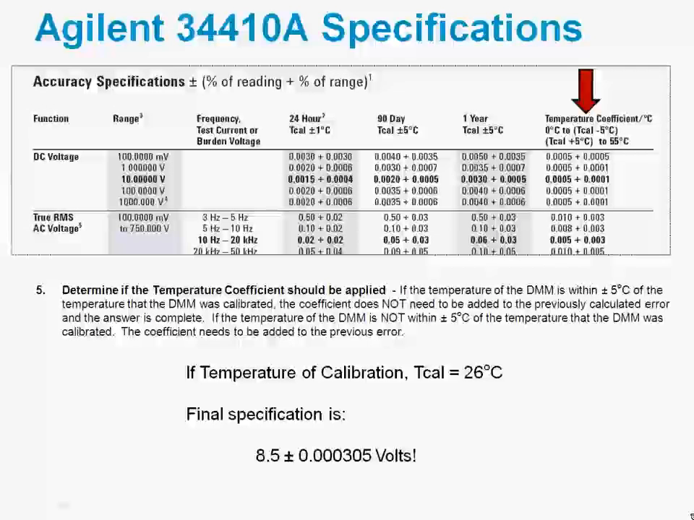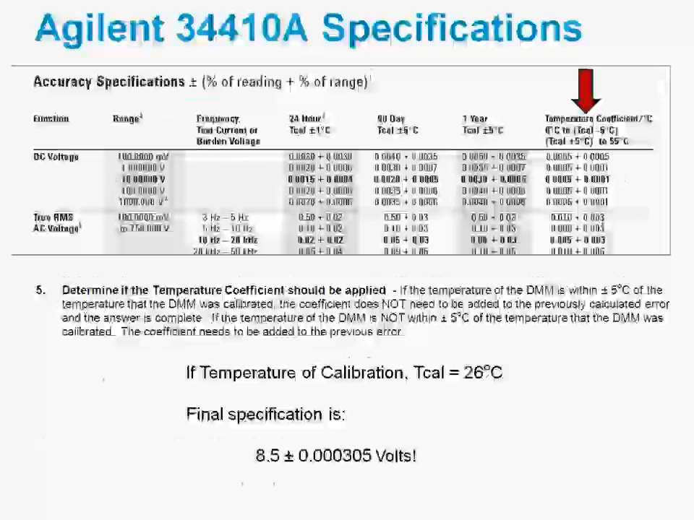In some situations, you may need to add an additional error term, and this is the temperature coefficient term. The way to determine if you need to use this is you take the temperature of calibration, which is Tcal. In this example, it's 26 degrees C, and you take the difference between that and the temperature that you're operating the DMM at, which is 30 degrees C. In this case, it's only 4 degrees, so we do not need to use this additional error term. So our final specification is 8.5 volts plus or minus 305 microvolts.